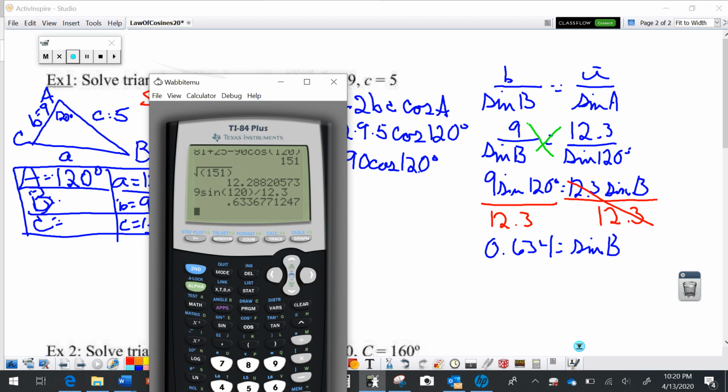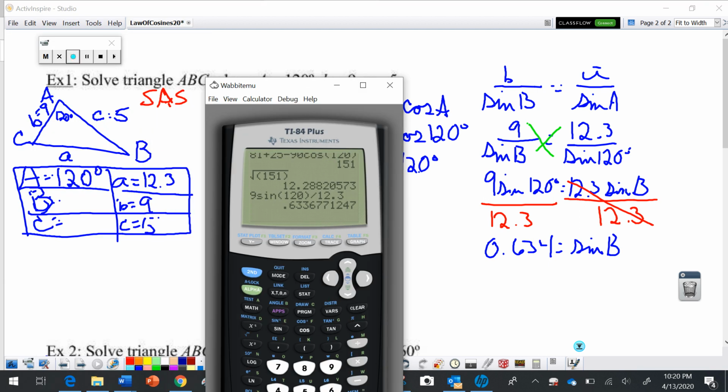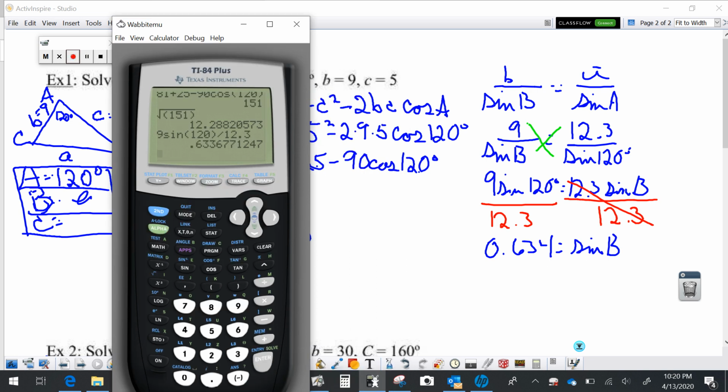We have an angle with 0.634 we're going to put on our answer key? Not quite. Here's the catch, guys. That is the sine of angle B. So if I want to actually find what the measure of angle B is, I have to take the inverse sine of that answer that we found.